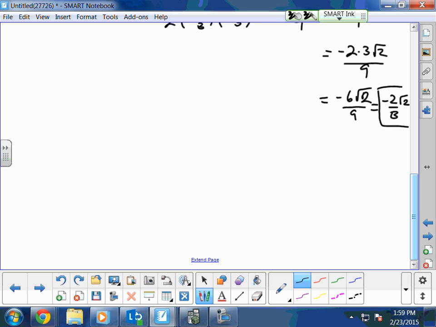Now let's do B. B is we're going to do the cosine of the double angle for this one. I'm going to use cosine squared theta minus sine squared theta. So when I do that, let's go ahead and find out what cosine is.